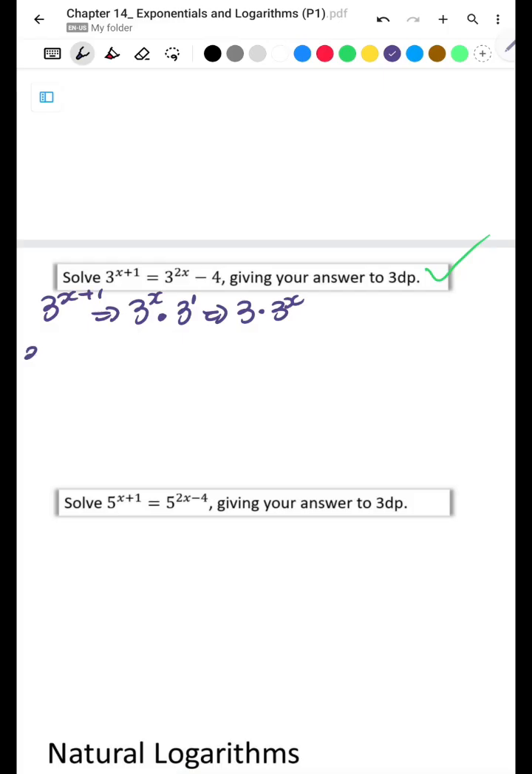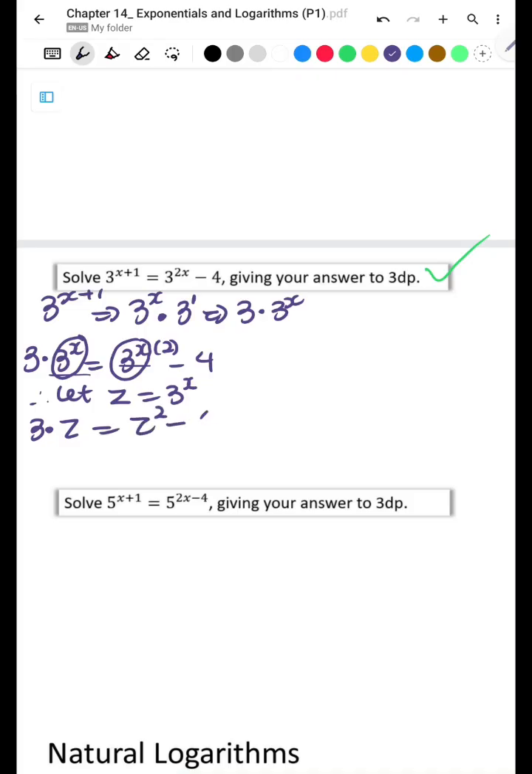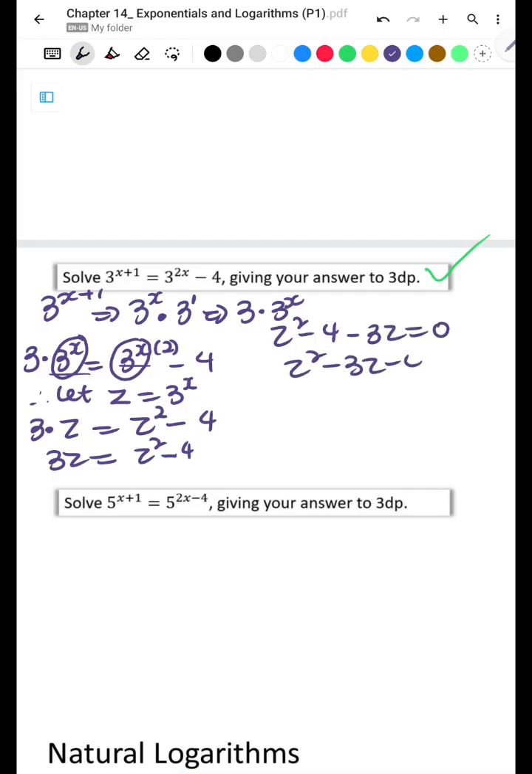Now, I'm saying 3 multiplied by 3 to the power of x is equal to 3 to the power of x squared minus 4. So I can definitely replace this with a random letter like y, z. So I can say let z equal 3 to the power of x. So 3 multiplied by z is equal to z squared negative 4. 3z is equal to z squared negative 4. So z squared negative 4 minus 3z is equal to 0. z squared negative 3z negative 4 is equal to 0.